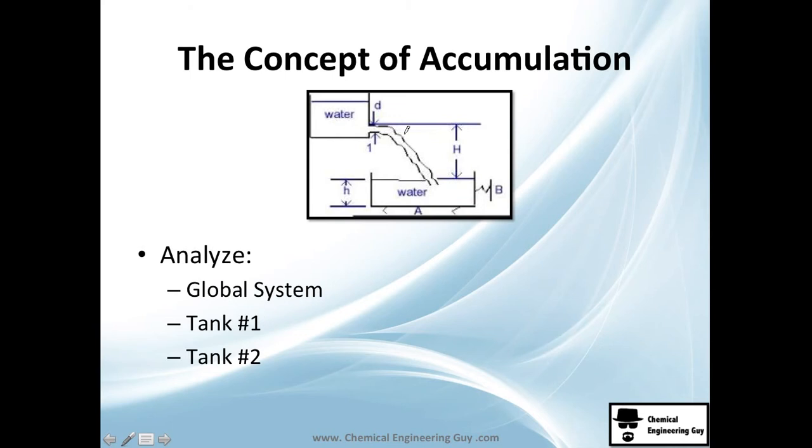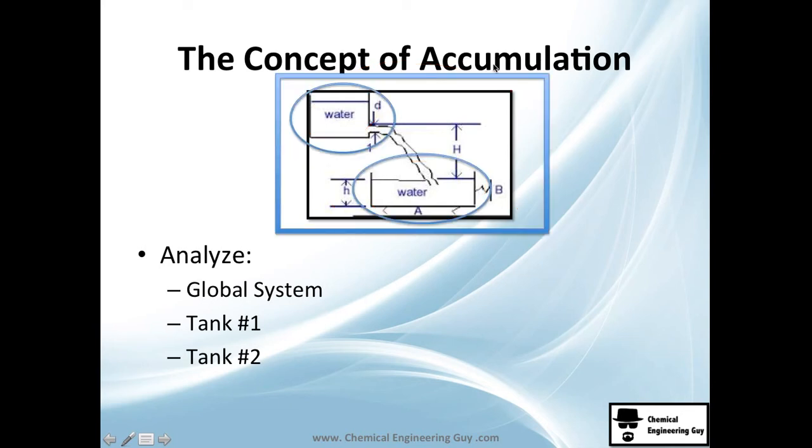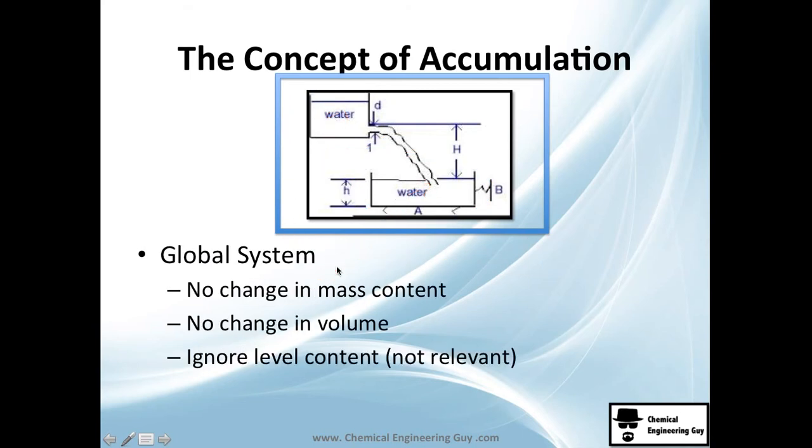What I want to do here, guys, is this. We've seen this before, a subset of units. We have, as you see, tank 1, tank 2, and global system here. Let's call this tank 1. Let's call this tank 2, and this square the global system. Let's analyze the global system.